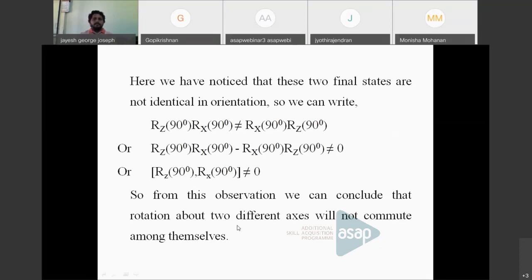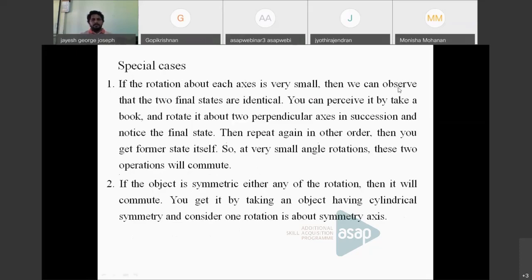And here we are going to discuss some special cases. The first case is, if the rotation about each axis is very small, then the final states are identical. You can perceive it by taking a book and rotating it about two perpendicular axes in succession and noticing the final state. Then repeat again in the other order.